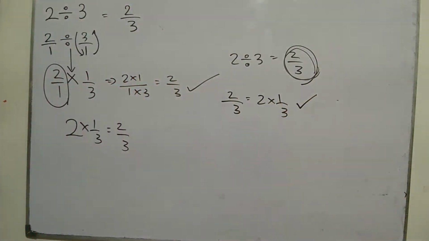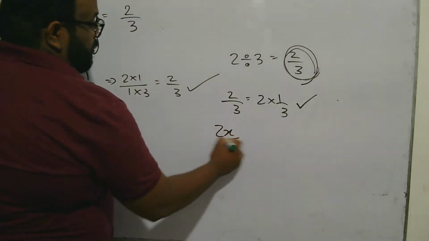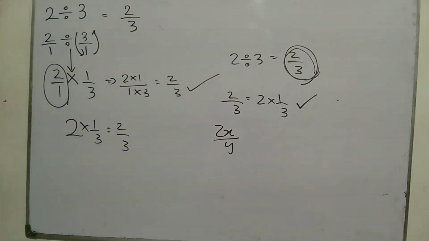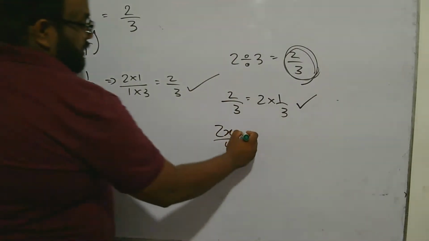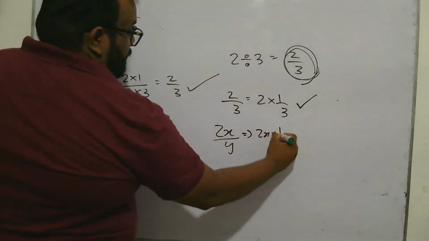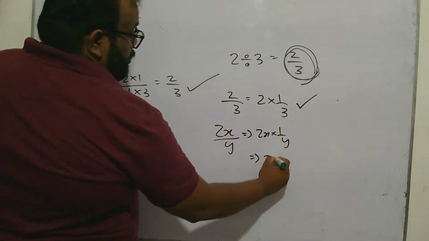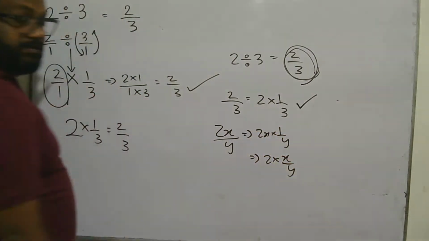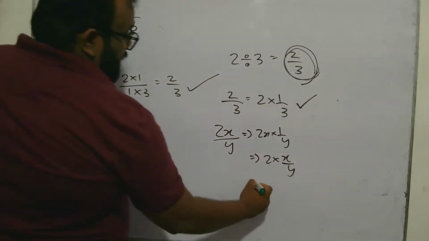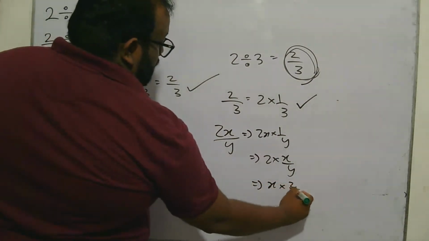Now let's try to get something a bit complex. 2x upon y. There are 3 ways with which I can write this. 2x into 1 upon y, 2 into x upon y. Also, I can write it as x into 2 upon y.